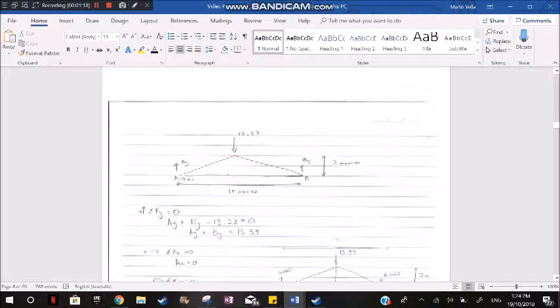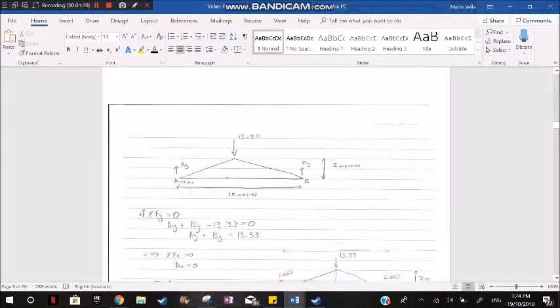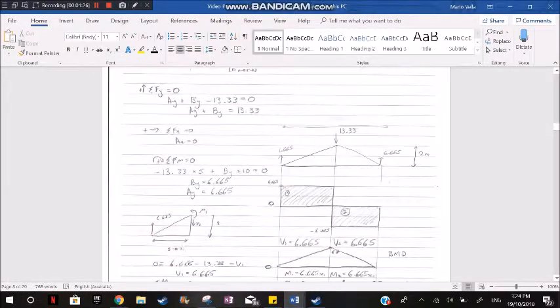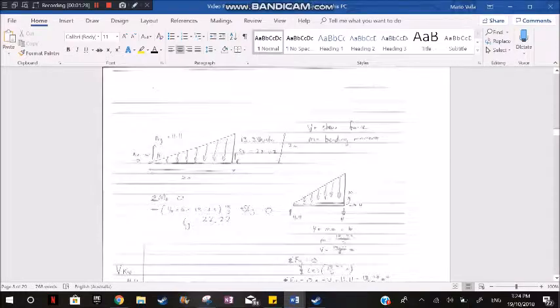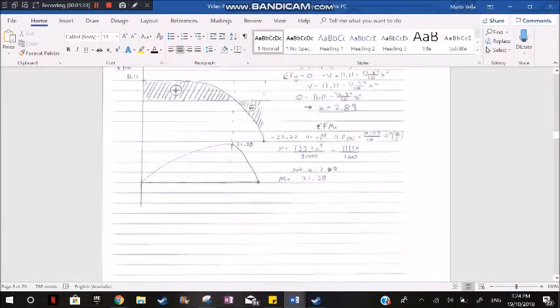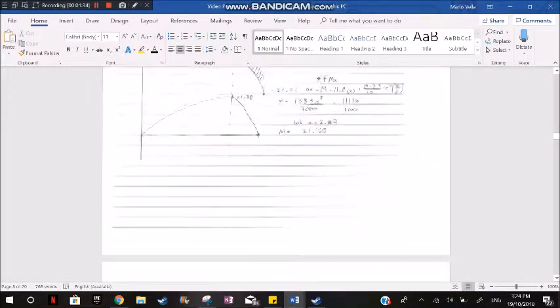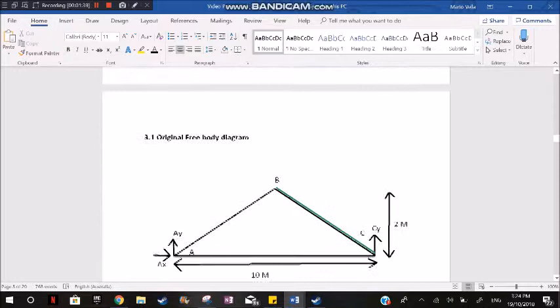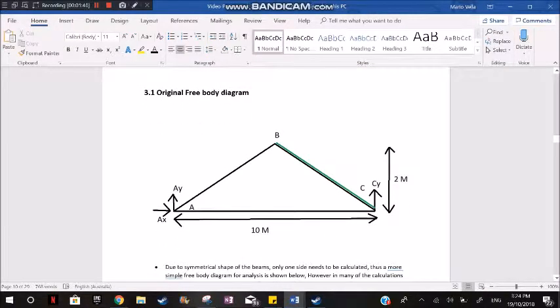So I did these both for a single resultant force of 13.33 because my student number ended in 0. So here's for the single force. You can see my calculations. And over here as well for the uniformly distributed force. But I actually slightly changed these calculations for now, as you'll see.